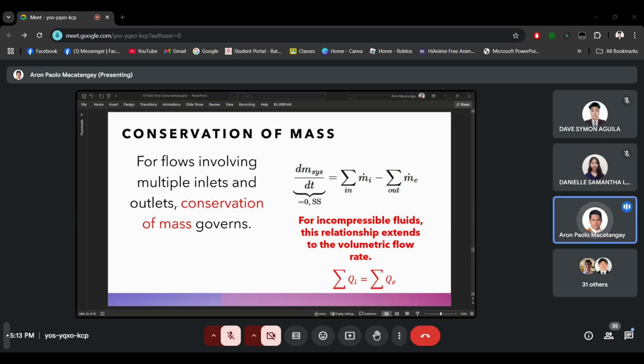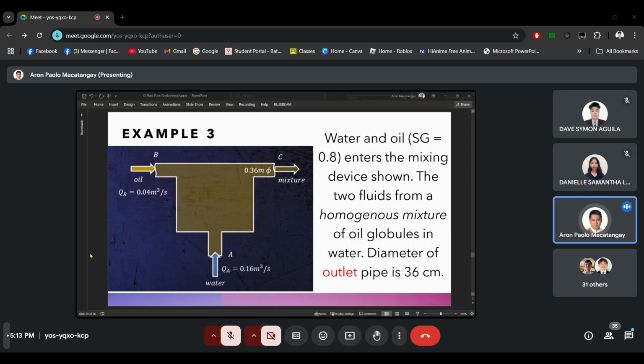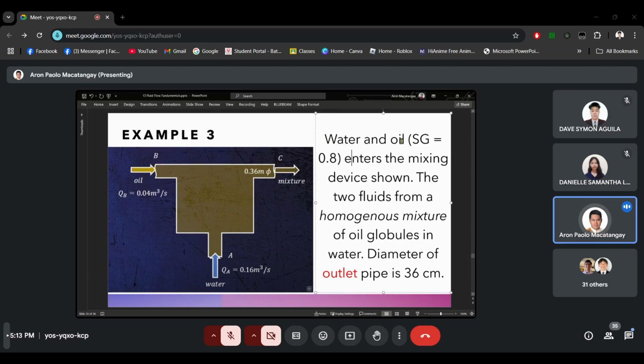Next is, wait lang. So we have this example to illustrate this. Water and oil. Water, of course, is standard density. Oil, on the other hand, SG equal to 0.8, enters a mixing device shown. The two fluids form a homogeneous mixture of oil globules in water. Last info, diameter of outlet pipe is 36 centimeters. Then the rest of the given can be found on the figure.